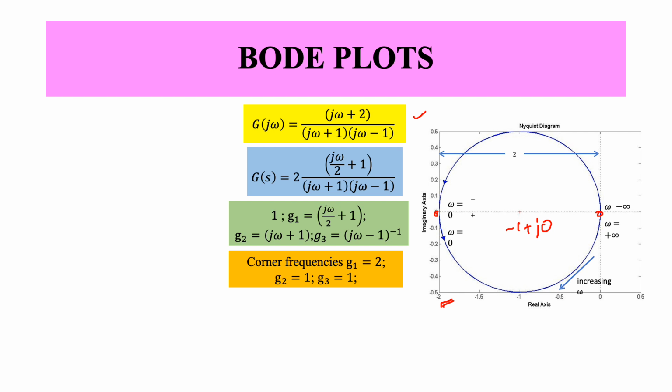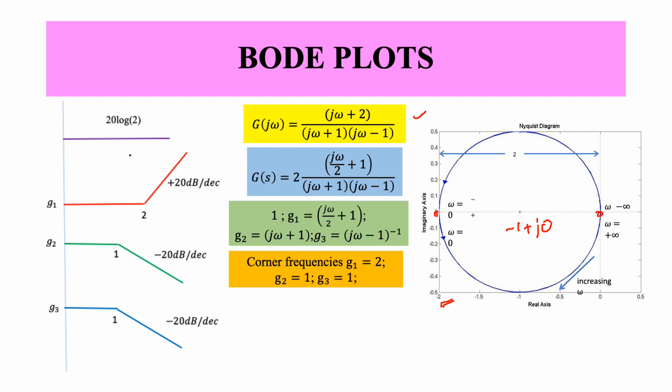Now a few interesting things here. Let's see, the plot for 2 would be just a straight line. Over here it's a 2, it's not 1, it's 2. So for 2 it's a straight line. The plot of j omega by 2 plus 1 would look something like this, meeting at 2, and then they do this addition of plus 20 dB per decade because it's a zero, the first order term in the numerator.